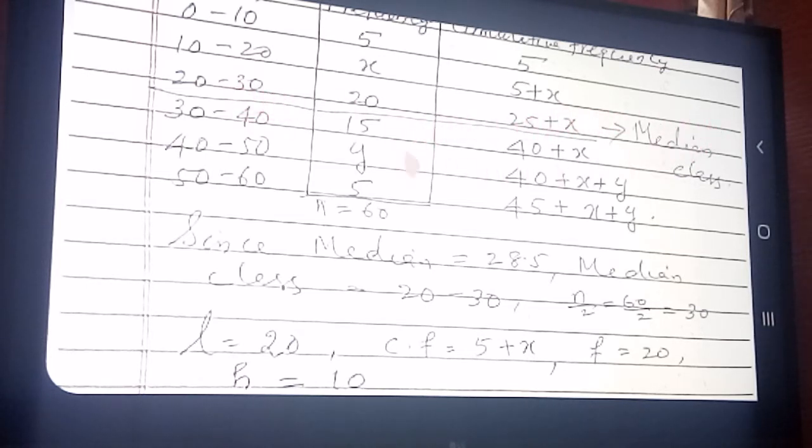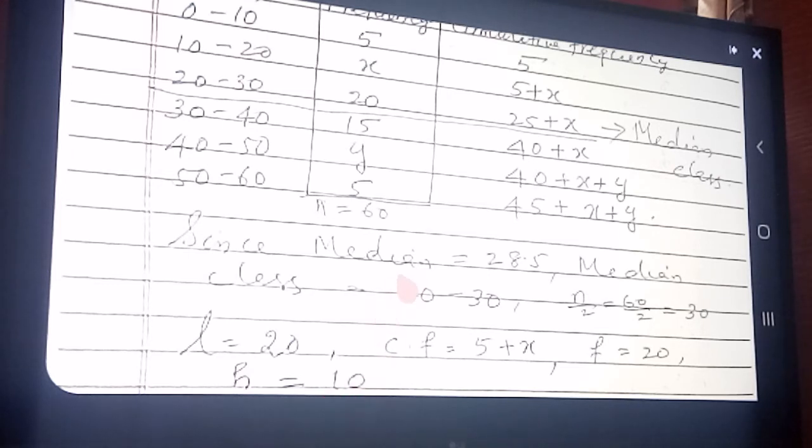So you got the median class now. Clear? Now what is the lower limit? 20. And what is the frequency f of the median class? 20. And what is the CF, the cumulative frequency of the class preceding the median class? 5 plus x. The total frequency is 60, and for the class size, see here 0 to 10, 10 to 20, the class size is the same. So what is the class size? 10. All I have written here.